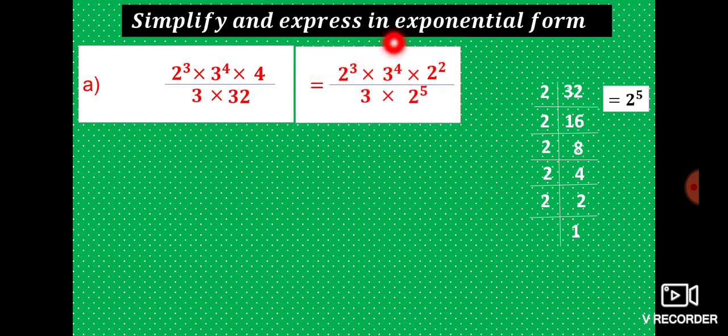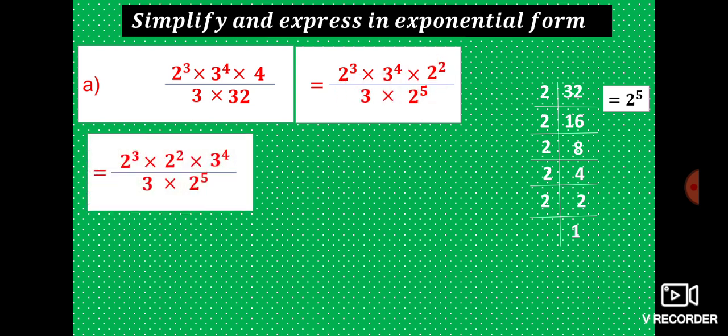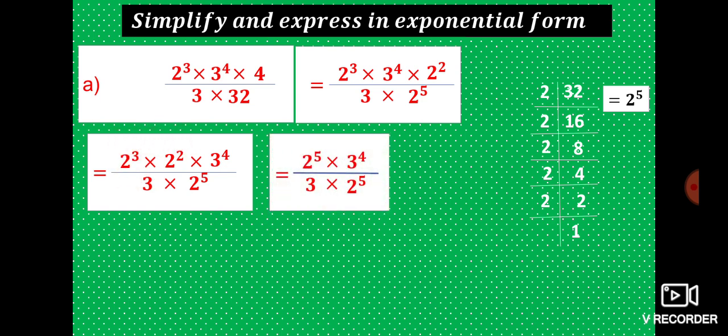Now we rearrange these two. These have the same base, 2 and 2, so we rearrange them like this: 2 cube into 2 square, then 3 raised to 4 here, and 3 into 2 raised to 5. No change. This is the first law: bases are the same and powers are different, so we add the powers. That is 3 plus 2. 2 raised to 3 plus 2 is 2 raised to 5, into 3 raised to 4 by 3 into 2 raised to 5.